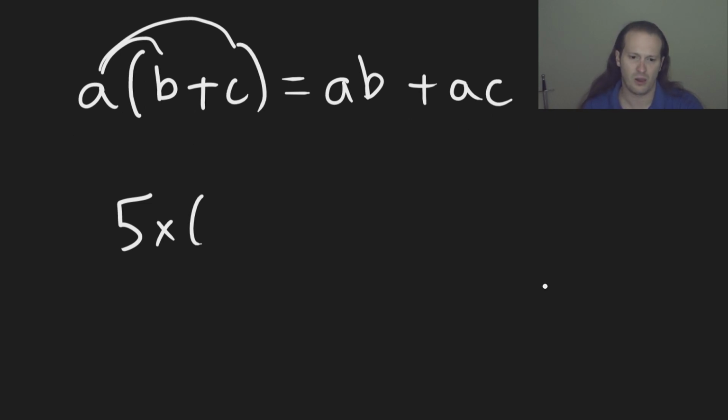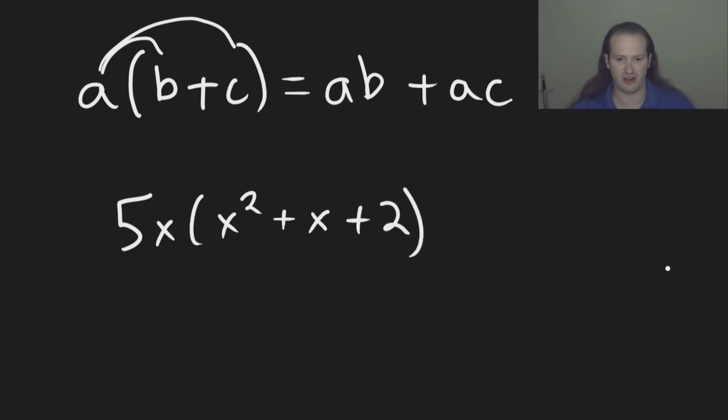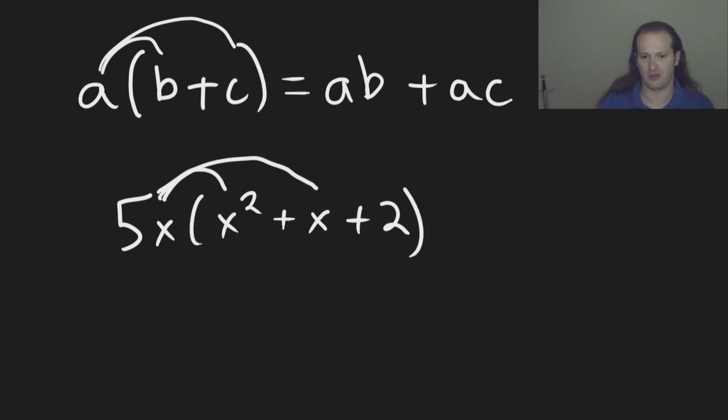5x times x squared plus x plus 2, let's say. It doesn't matter how many extra things we're adding up on the inside like this. We still distribute the outside factor to each different term on the inside.